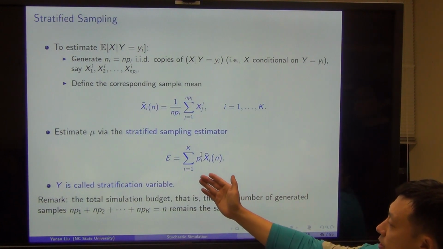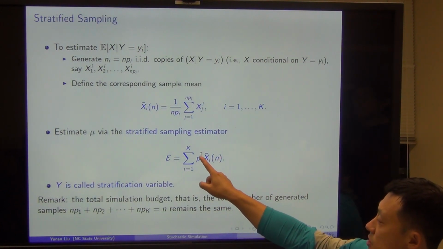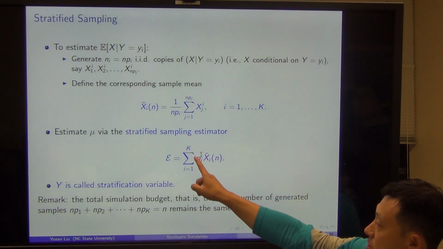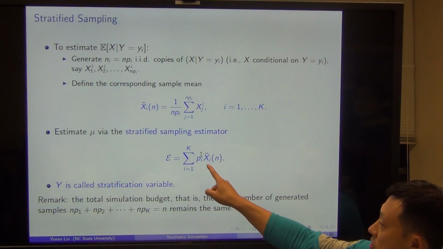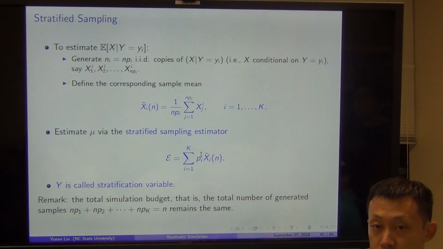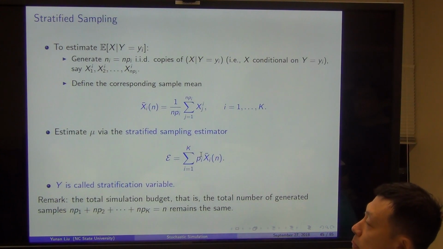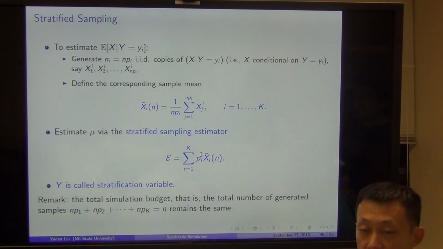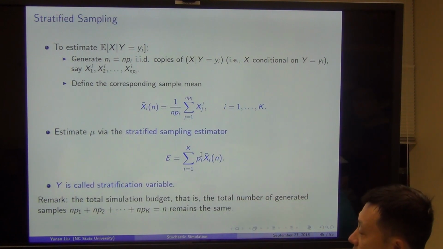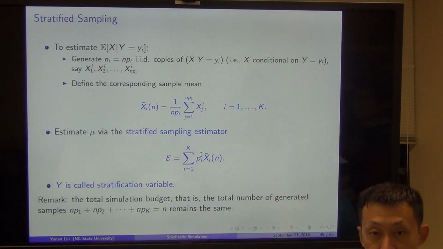All you need to do here is consider the weighted sum of all these estimators, each of which is multiplied by p_i, and sum up. This calligraphic E is our stratified sampling estimator. Very simple. It's easy to show this calligraphic E has the same expectation as mu. Okay? So it's an unbiased estimator.